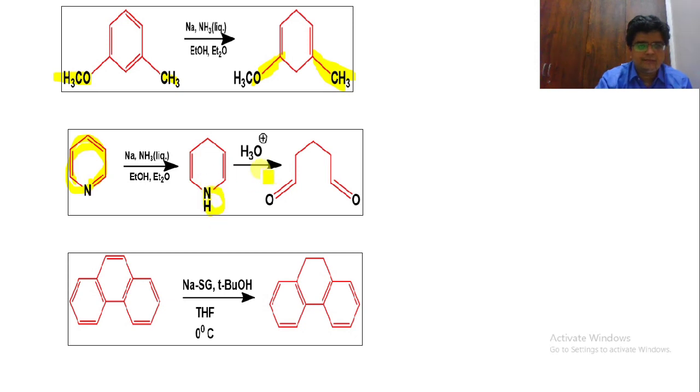Here we have NH. Now if I react this molecule with H3O+, what will happen? This will be broken down, so NH3 will be removed. Here we have a dicarbonyl compound. Now this is the special application. You have to remember this thing.